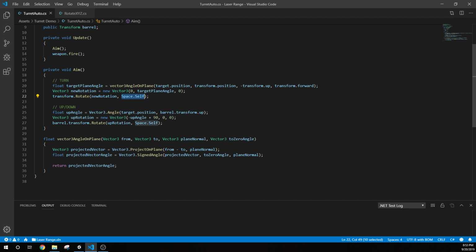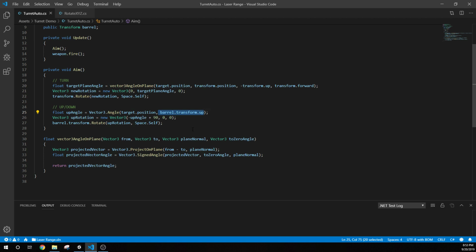And then our up and down is also pretty simple as well. We're just going to say the up angle equals Vector3.Angle. It doesn't matter if it's positive or negative, because we should always be facing it anyway. This function should be making our turret face it. So we're never really going to have a negative to calculate. We just need the angle. So we're going to say target.position from our barrel.transform.up. You could actually do this from barrel.transform.forward and make it 0.